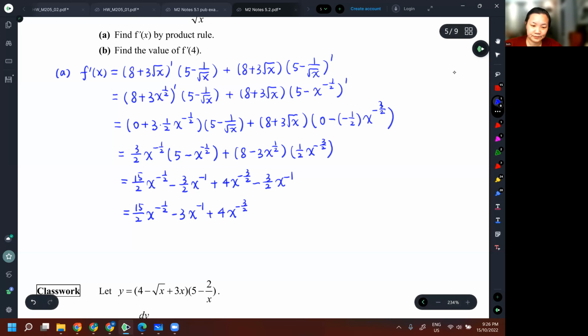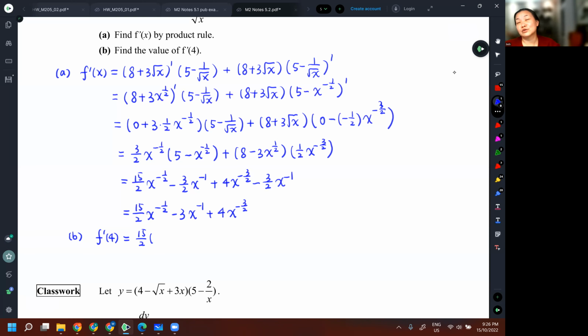Part B. F prime when x equals 4. 15 over 2, this is 4 to the power negative 1 over 2. Now you can use the calculator, okay?